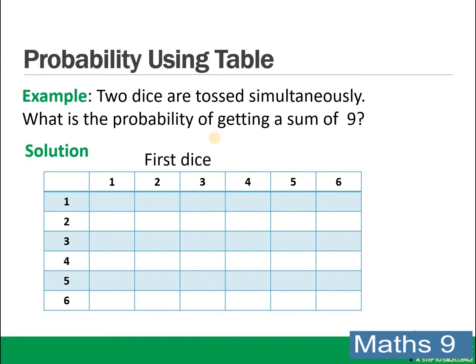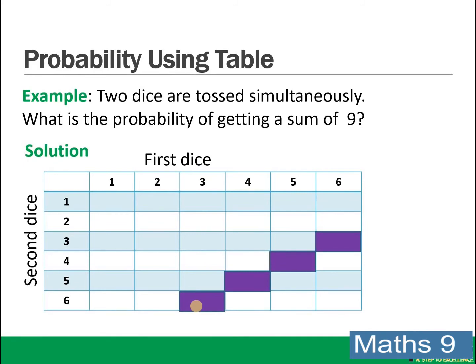We put the first dice along the top and the second dice down the side, and then inside the table we can see the combinations between the first dice and the second dice. And we want to find all the ways of getting a sum of 9. So that would be this one here, a 3 and a 6, or this one, a 4 and a 5, or a 5 and a 4, or a 6 and a 3. And that's all the different options.